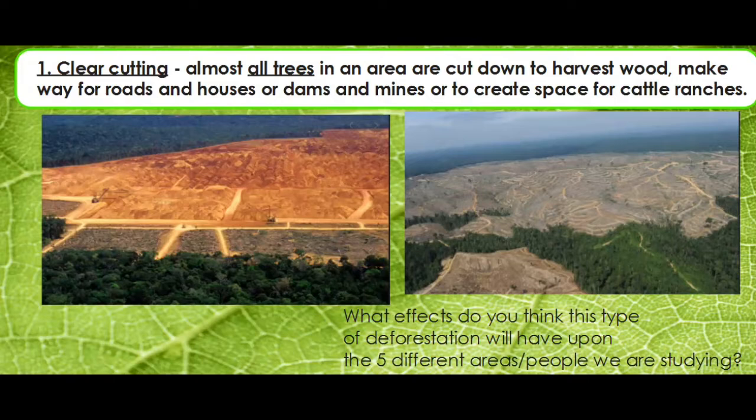Clear cutting happens in the rainforest both by hand and using the type of heavy machinery that we're going to have a look at in our video clip in a moment. This wide-scale removal of trees leaves rainforests looking like this.